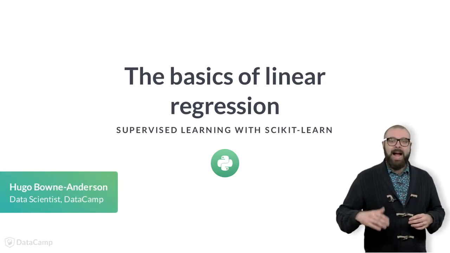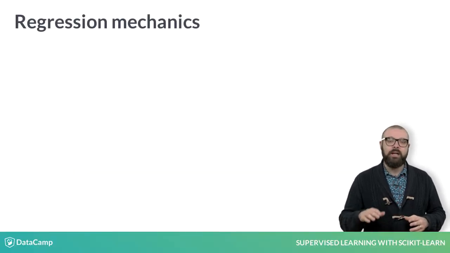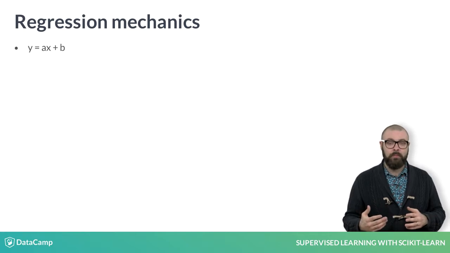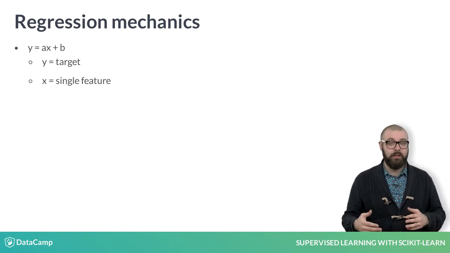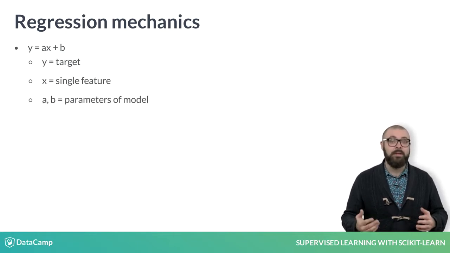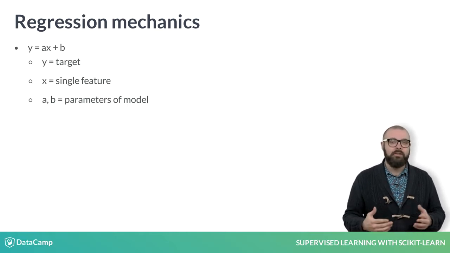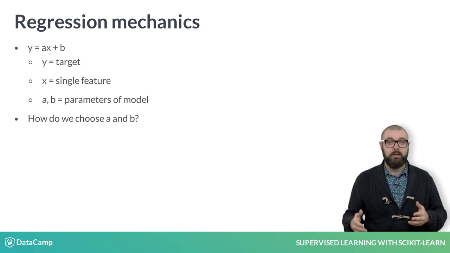Now, how does linear regression actually work? We want to fit a line to the data. And a line in 2 dimensions is always of the form y equals ax plus b, where y is the target, x is the single feature, and a and b are the parameters of the model that we want to learn. So the question of fitting is reduced to, how do we choose a and b?